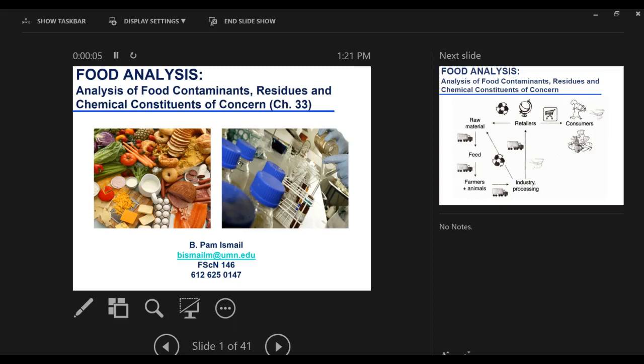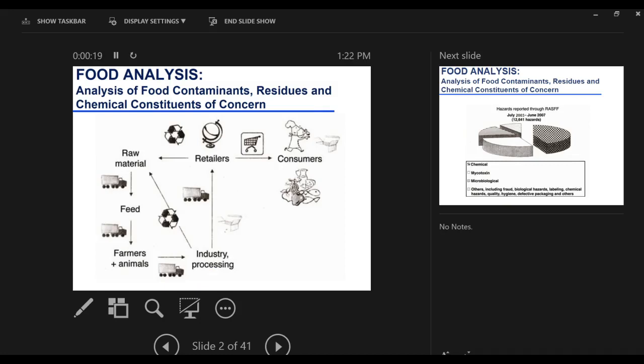Analysis of contaminants, or food contaminants, residues, and chemical constituents of concern. This is a whole list, a very long list of contaminants of concern. So this is kind of a representation of the chain or the circle that the food goes through to get to us as consumers. So it starts with the farming, whether it's animals or crops, and then it goes to the processing, and from processing to retail, transportation, storage, and then consumers.